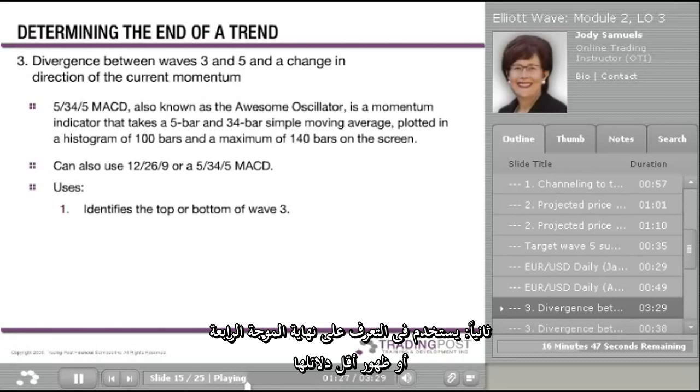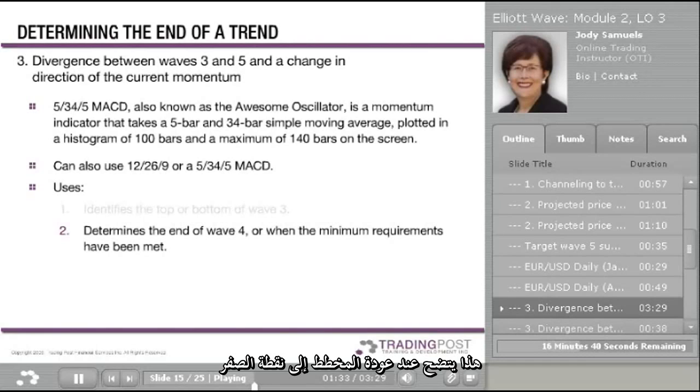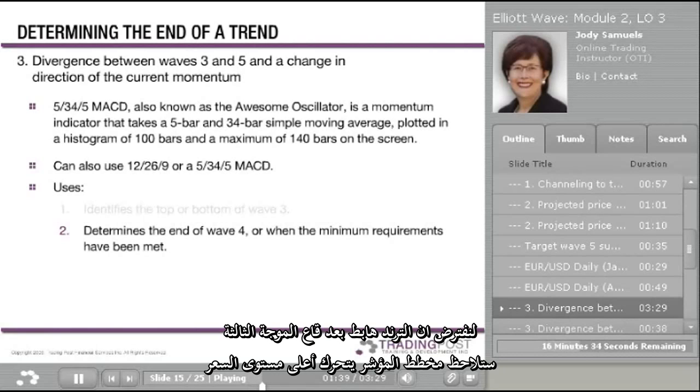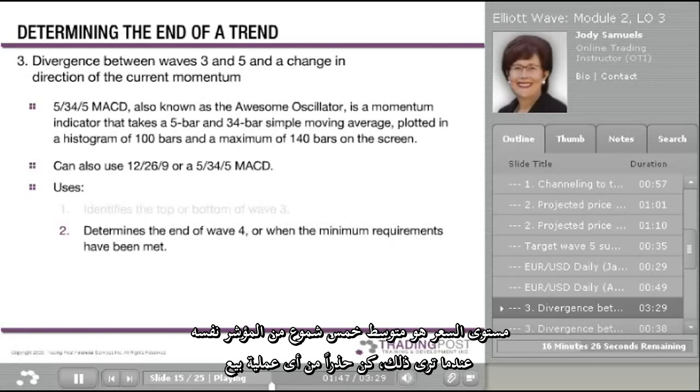2. The oscillator determines the end of wave 4, or when its minimum requirements have been met. This is evident when the histogram comes all the way back to the 0 line. Assuming a downtrend, immediately after the bottom of wave 3, we notice the histogram moving above the signal line. The signal line is the 5-bar average of the oscillator itself.